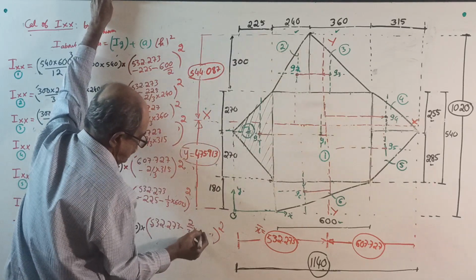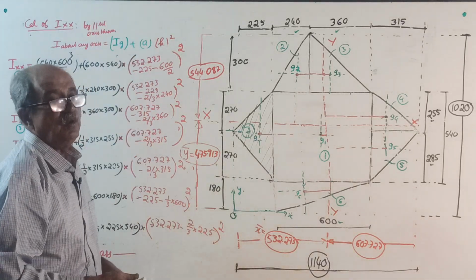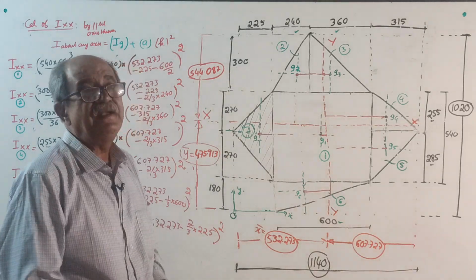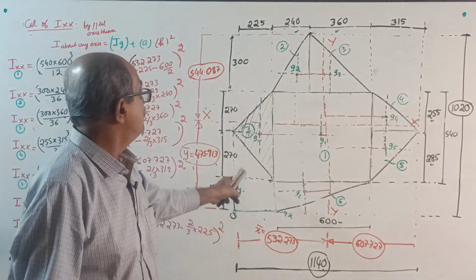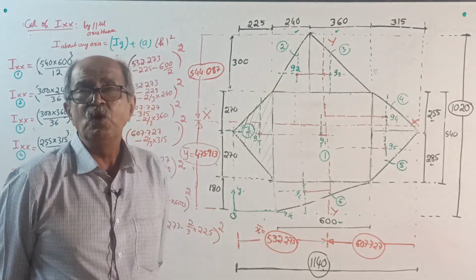How much? 225 whole square. Calculate each and every one. Finally add all and get I about YY. But better correctly get the answer. Note the answer. Take your own paper.